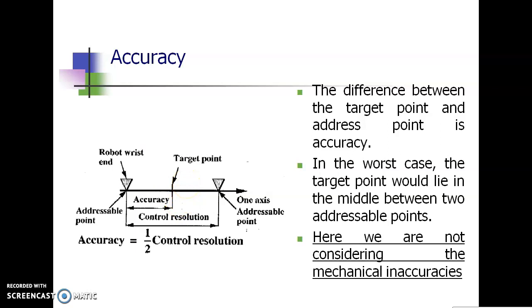So here we are not considering the mechanical inaccuracies. So what is accuracy now? Accuracy is equal to 1/2 of control resolution. We are taking the worst case, where the target point would lie between the two addressable points, and we take the accuracy as 1/2 of control resolution. So the control resolution is the distance between the two addressable points, and accuracy is half of that distance, that is half of the control resolution. The very important thing is we are not considering the mechanical inaccuracies in this.